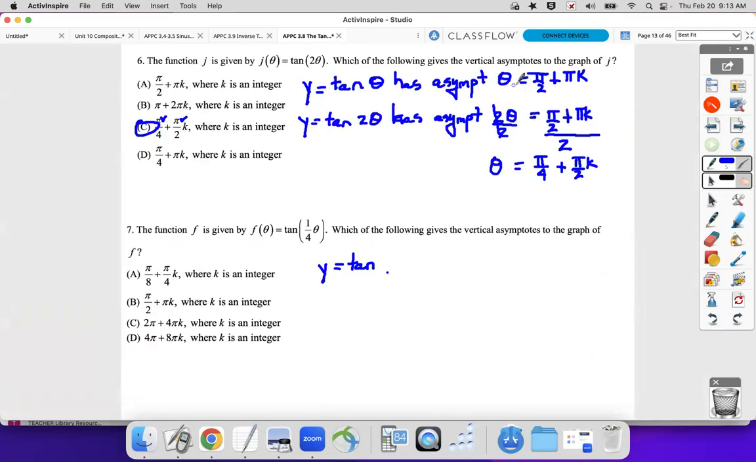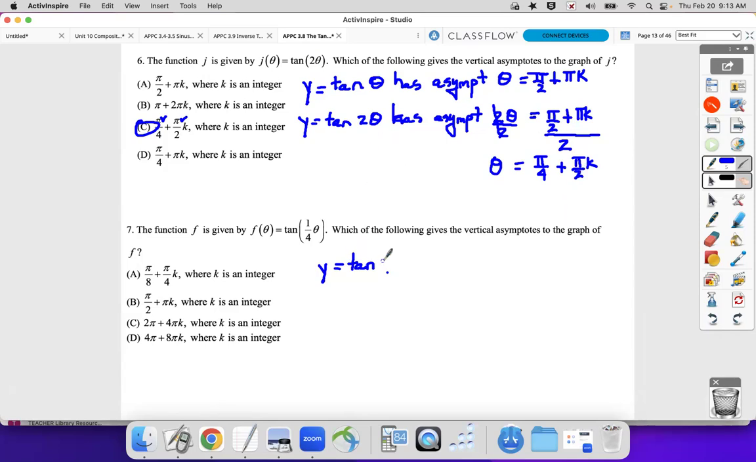We have to take that original pi halves plus pi k and divide it by whatever the number is in front of theta. So we take the original equation and we say, now we've got a 2 theta, so we have to divide both sides by 2. So 1/2 divided by 2 is 1/4, and pi divided by 2 is pi halves.